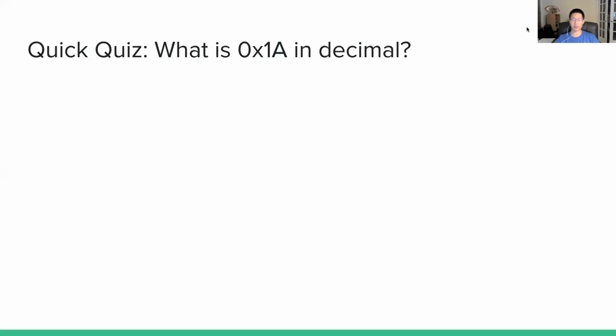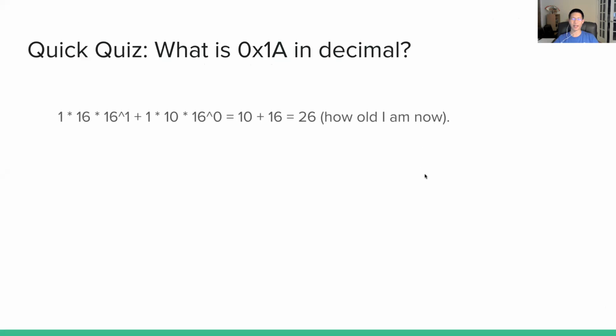So yeah, the quick quiz. What is 0x1a in decimal? I'll give you guys a minute to figure out. Okay, time's up. So that's how old I am right now, 26 years old. It's 1 times 16 to the first power, plus 10 times 16 to the 0 power. 16 plus 10 equals 26. How old I am now.